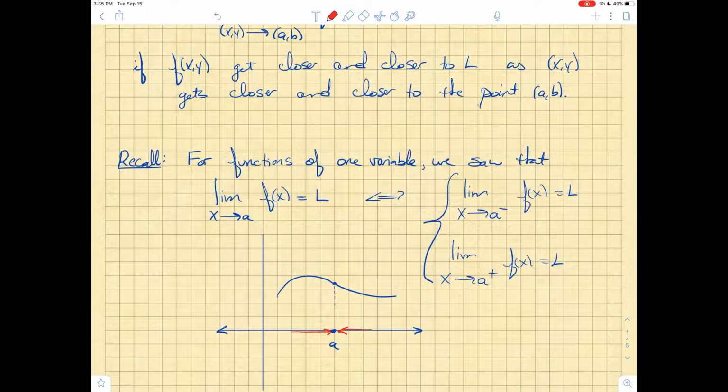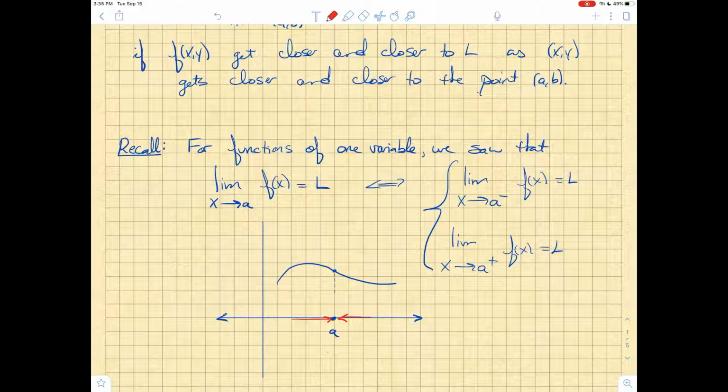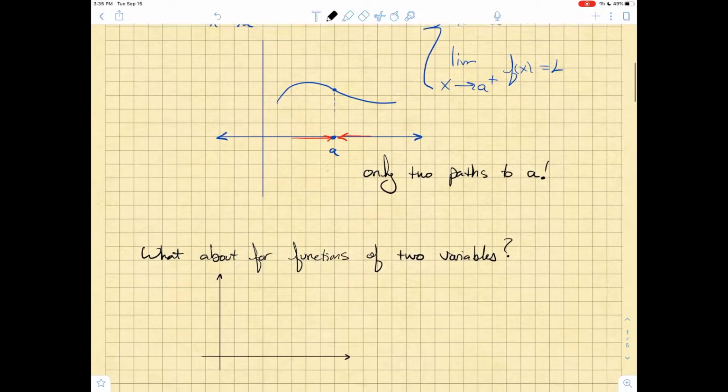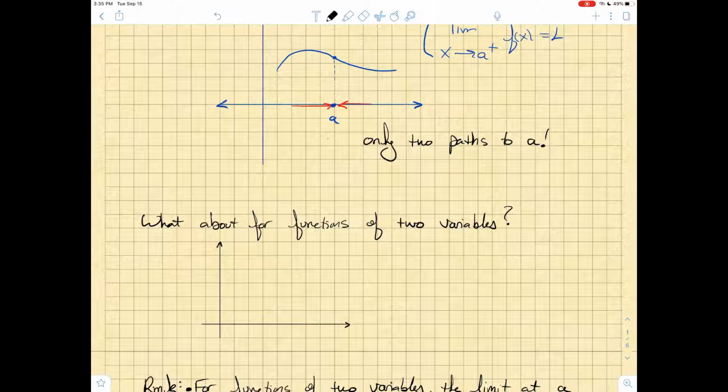Back in Calc 1, life was easy because there were only two paths to get to a, from the left or from the right. So what about functions of two variables? Well, let's pick our point, (a,b). You can view all of this happening in the xy plane in 3-space if you want. I'm just going to draw it right here. This is my point (a,b).